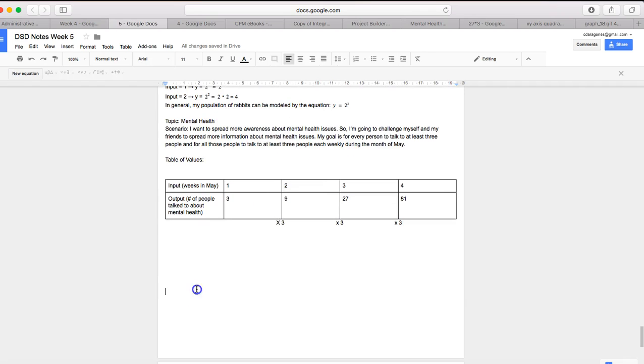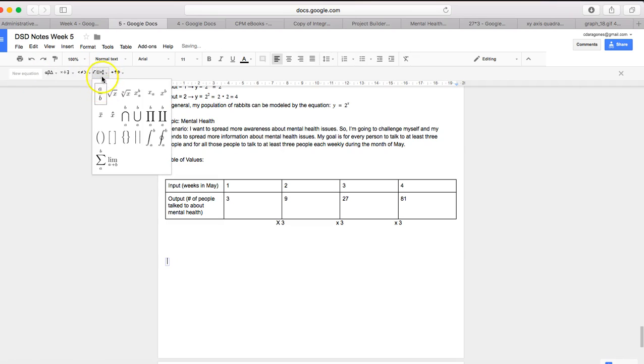But for me, my a is just 1, right? I started out with 1. The first week, it was 3 people, and then the second week, it was triple that, and so on and so forth. So I have a pretty easy equation. It's just y equals 3 to the x, right?